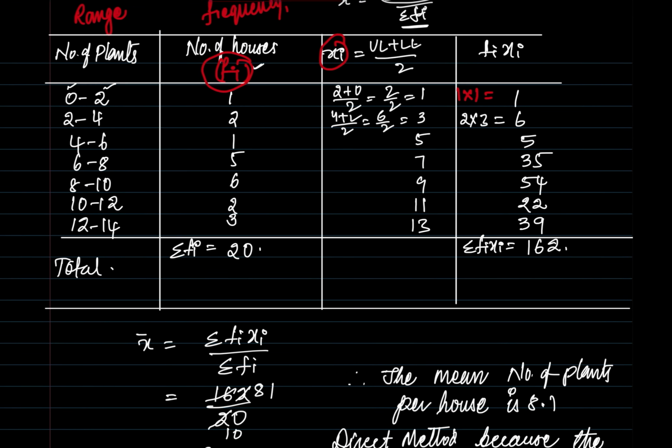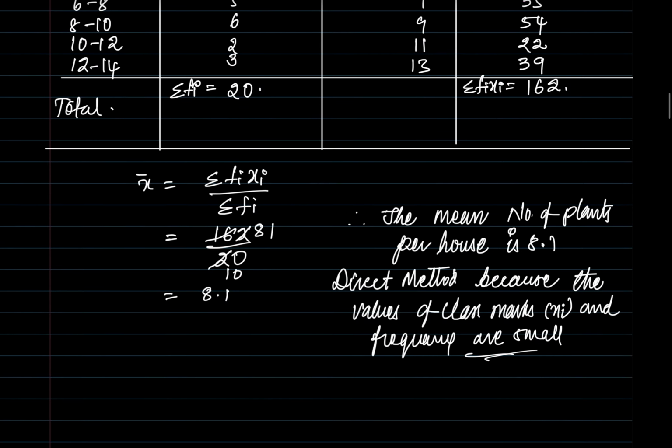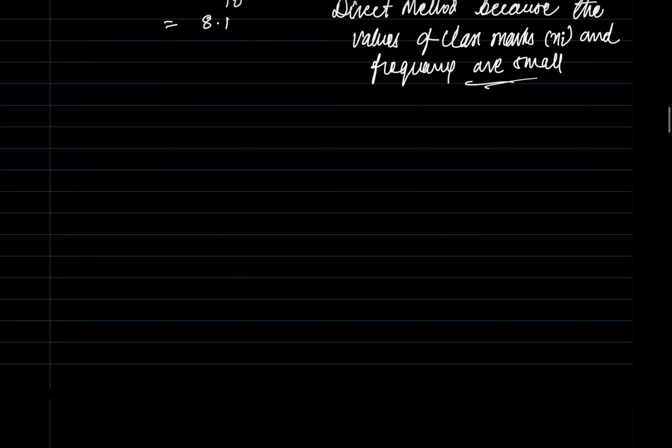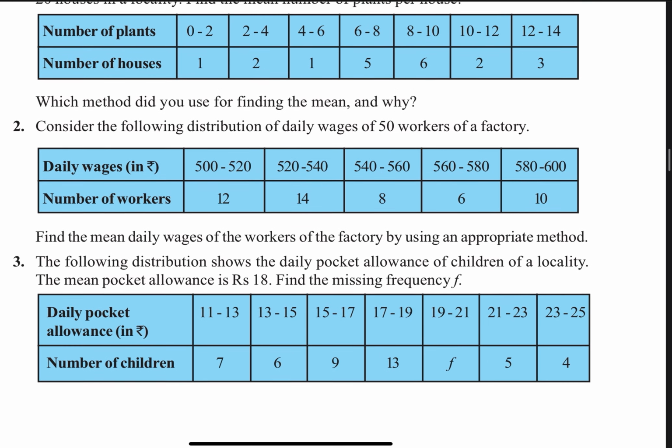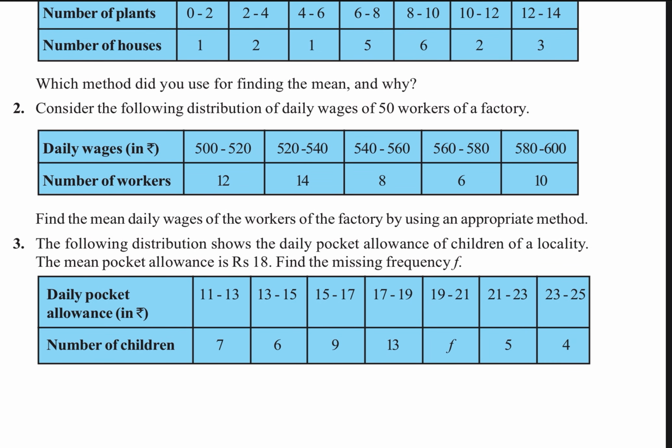So the next one you do as your homework. Next question I will show you, that one you do as your homework, and the third question we will solve here. So before going to that we have to see the question. Consider the following distribution: daily wages of 50 workers of a factory. Daily wages of 500 to 520, 520. So this data they have given. Find the mean daily wages of workers of the factory using appropriate method. So using appropriate method, you can solve it.